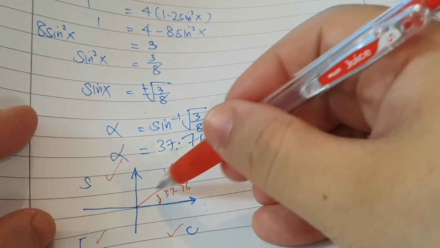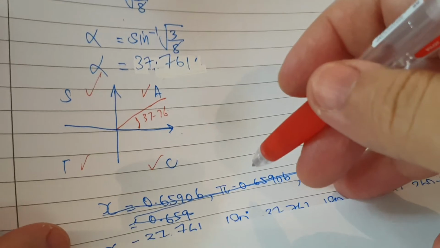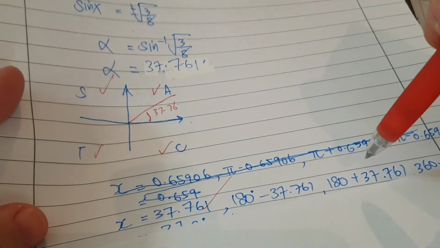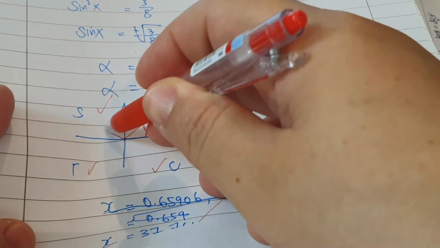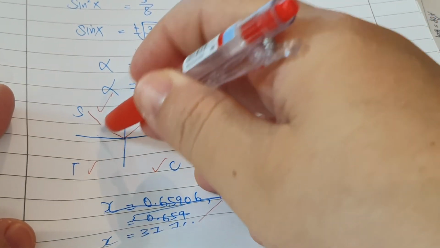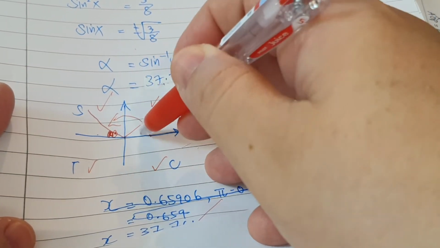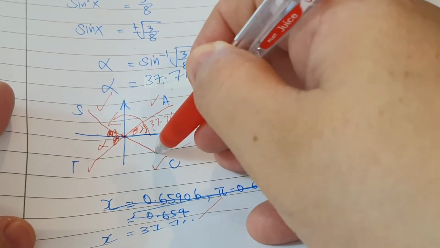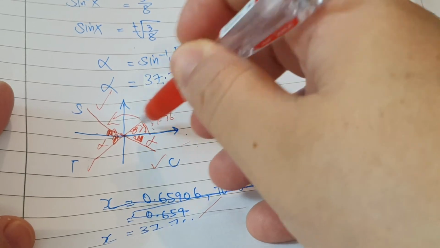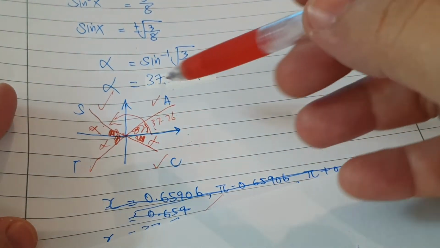Okay, so the first answer will be this. Correct? Second answer is in this quadrant, right? But this and this same. This is alpha, this is alpha. Remember your butterfly? This is alpha, this is alpha. Okay, this part cannot forget.